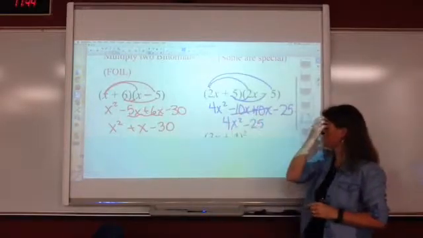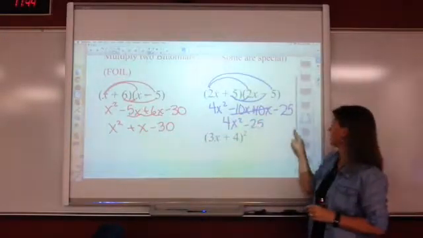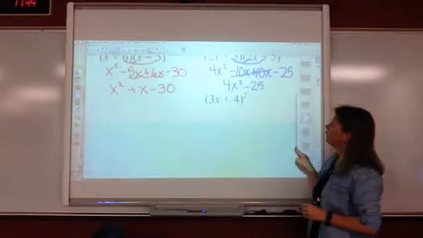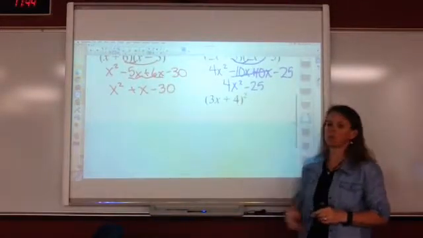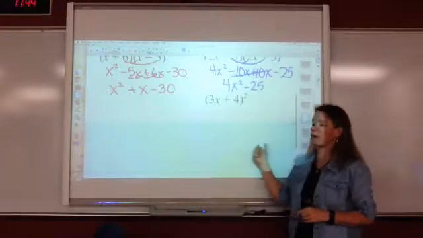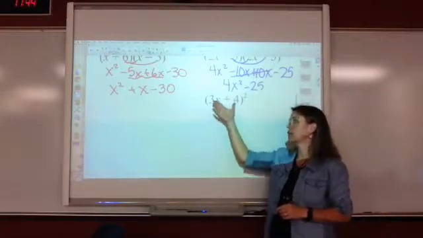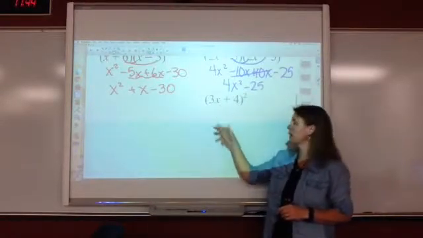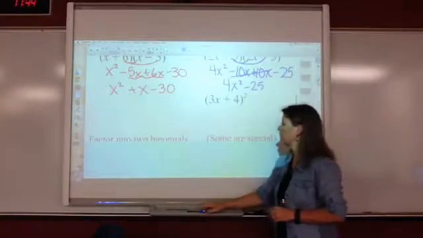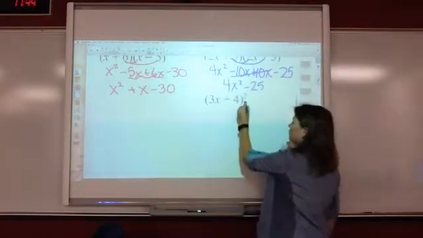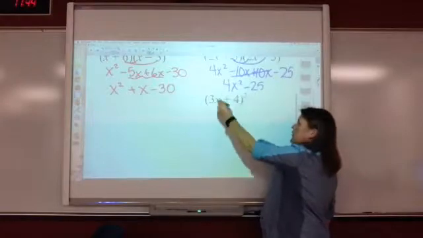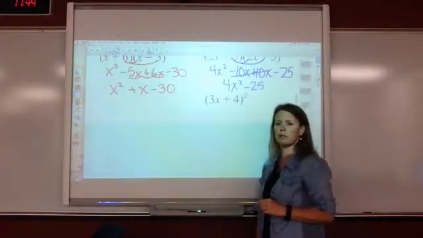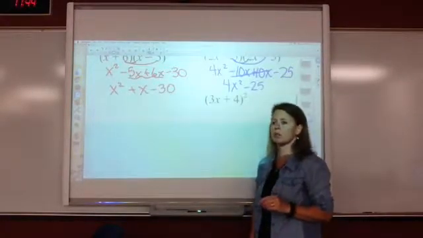It's still another binomial. The other kind of special polynomial is 3x plus 4 squared. And in a future frame, you're going to have to factor this. You're going to have to do all this process backwards. So pay attention to what happens here. You have 3x plus 4 squared. Exponents are not distributive. You only use the distributive property for multiplication.